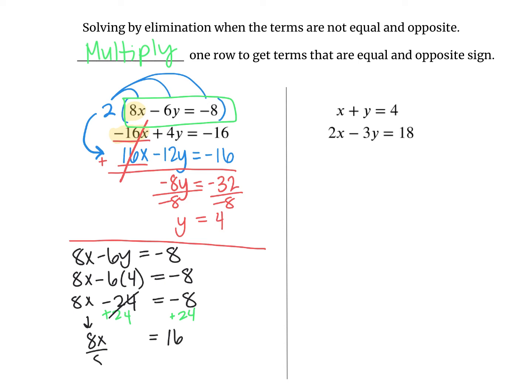Our last step here is to divide by 8. So when we divide by 8 here, we get x is equal to 2. So now we have an x and a y, and I'll write that as a coordinate here, 2, 4. And that would be the solution to this system.